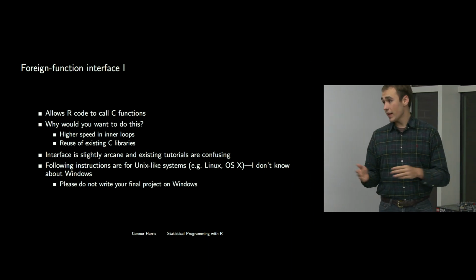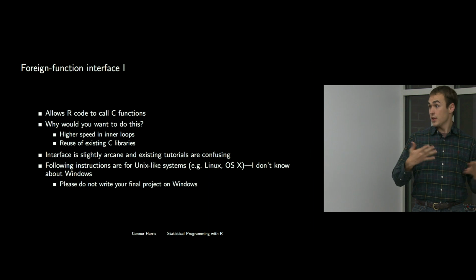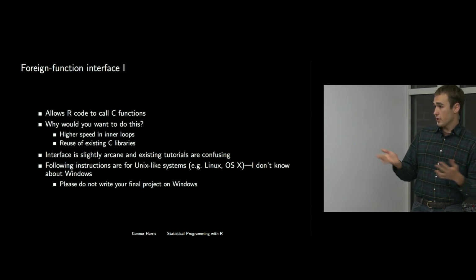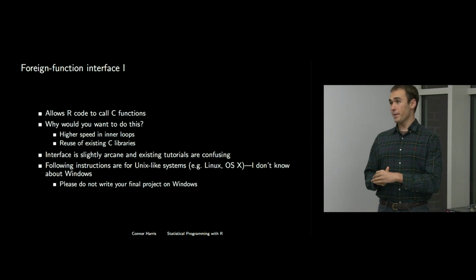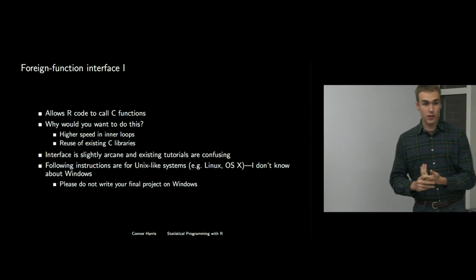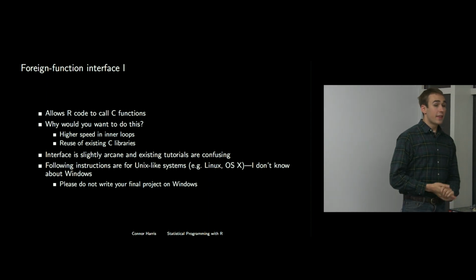And again, if you look in most of R's default libraries, the internals are going to use the foreign function interface very extensively. They'll have things like Fourier transforms or computing correlation coefficients written in C, and then just have R wrappers around them. The interface is a bit difficult.